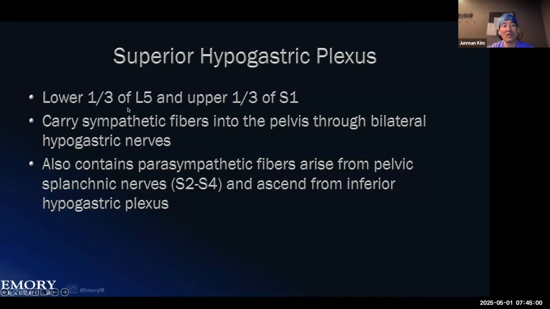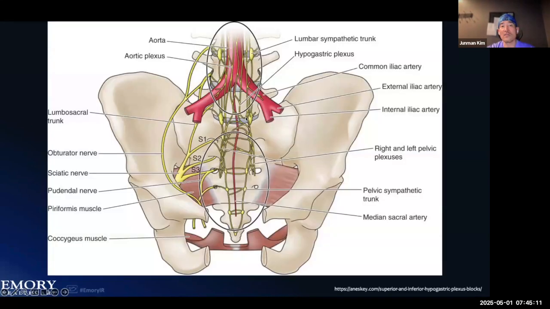The typical target is lower 1/3 of L5 and upper 1/3 of S1, and the sympathetic fibers, bilateral hypogastric nerves. This is the diagram from a textbook. That L5 area under the bifurcation is the typical target. So you don't want to go to the disc level. You don't want to go through the aorta, but some people accidentally do without consequences, and it takes care of the pain in the pelvic viscera.